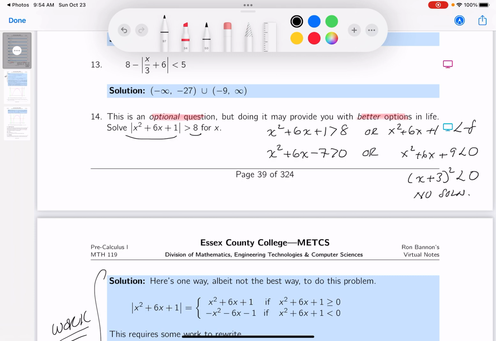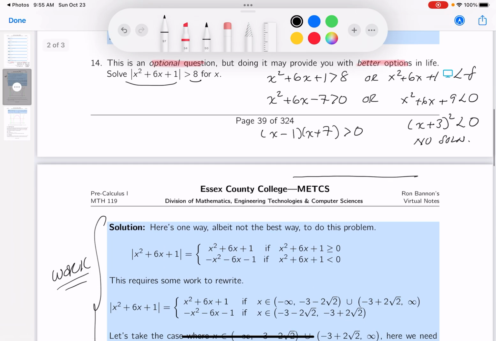Let's look at the next one, this one over here. I'm going to factor it. And that would be (x plus 7)(x minus 1). We're going to put a number line down. And there's two numbers going on the number line. One is going to be 1, and the other one's going to be minus 7.